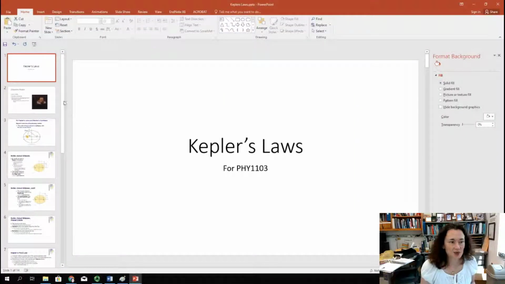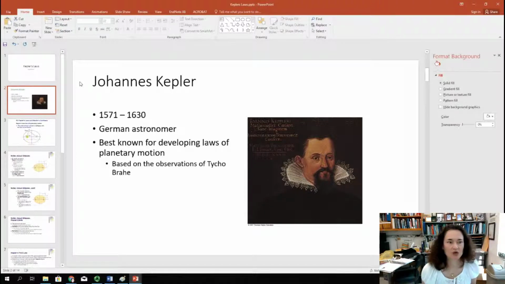Hi everybody. Today I want to talk to you about Kepler's laws to finish off our chapter on circular motion and gravitation. Now, Johannes Kepler was a German astronomer who lived from 1571 to 1630. He's best known for developing these three laws of planetary observation, and these are based on the observations of Tycho Brahe. It's important to note that Kepler preceded Newton, so Kepler's laws served as both inspiration and confirmation of Newton's laws of universal gravitation. Newton then re-derived Kepler's laws, as we'll see later, using his laws of universal gravitation, showing that his theory really worked.